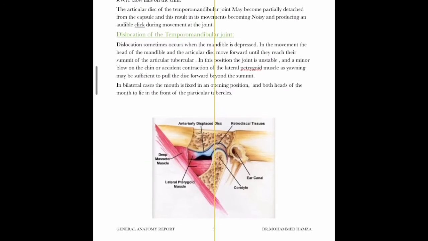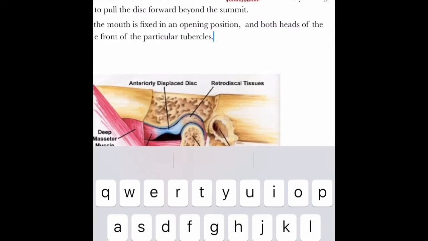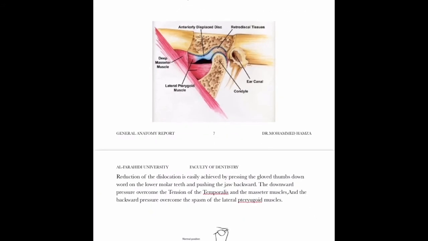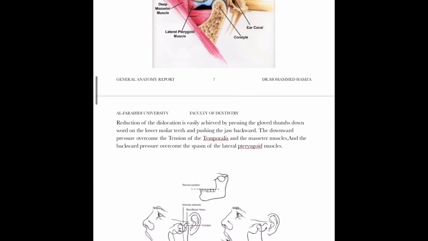The first of all is the dislocation of the temporomandibular joint. Dislocation occurs when the mandible is depressed. The head of the mandible and the articular disc move forward until they reach the summit of the articular tubercle, and in this position the joint is unstable, and a minor blow on the chin or contraction of the lateral pterygoid muscle, as in yawning, may be sufficient to pull the disc forward beyond the summit, so it has a dislocation. In bilateral cases, the mouth is fixed in an open position, and both heads of the mandible lie in front of the articular tubercle, as shown in the figure.